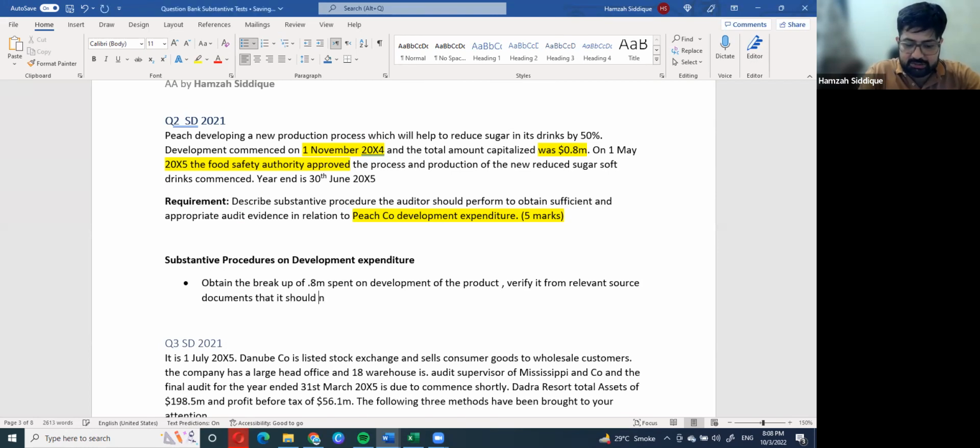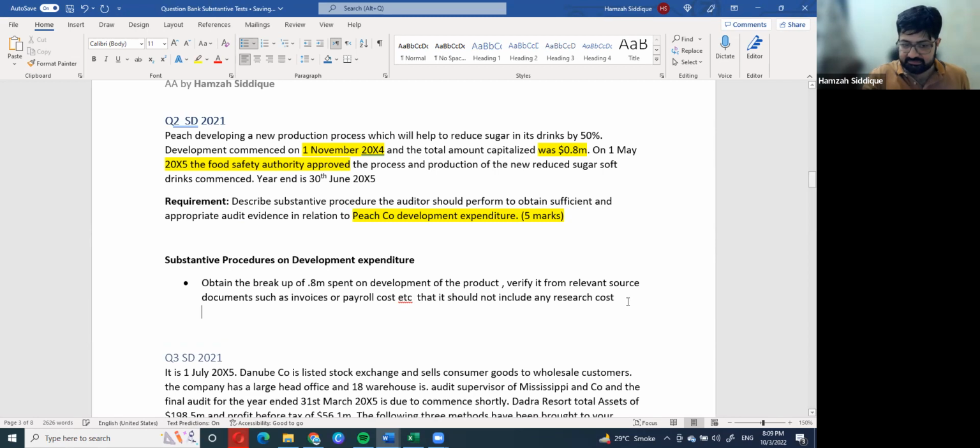It should not include any research costs. First thing, this is an audit procedure: obtain the breakup of this, scenario specific, and verify with source documents, such as invoices. This should be mentioned. If you write only source documents, you lose marks. Such as invoices, or payroll record, cost, etc. Now it is a complete procedure. It should not include any research cost.